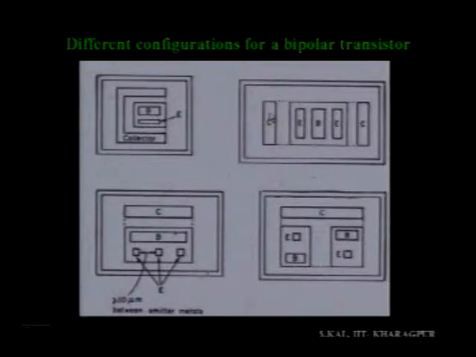Here 4 configurations have been shown in this view graph, and the positions of the collector contact and emitter contacts are different in these 4 configurations. For example, here you see the collector is a horseshoe type, and this is the emitter, this is the base contact, and this is the base region. Here one of the advantages is that the collector contact window you can open either in this arm, or in this arm, or in this arm.